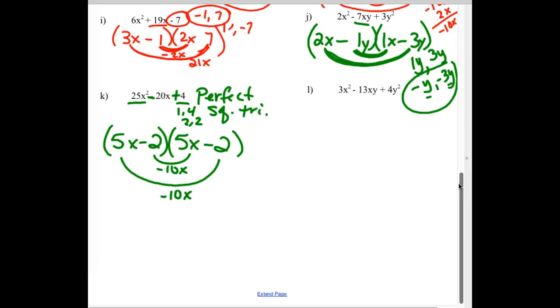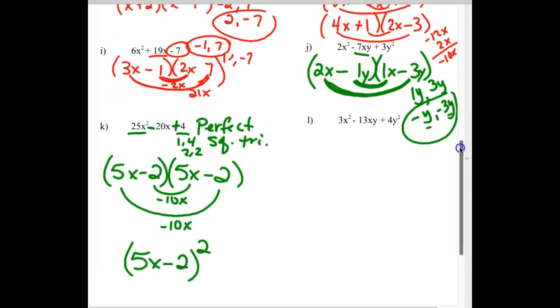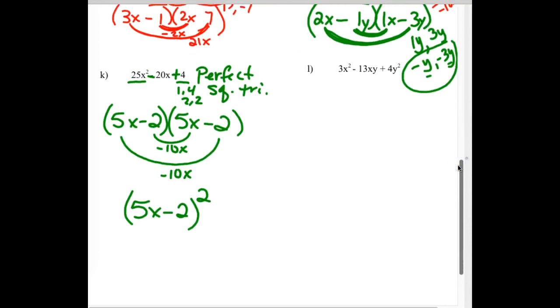Now, because it's a perfect square trinomial and both factors are 5x minus 2, we can simplify that down to look like that. It's just saying that I'm taking 5x minus 2 times itself, or in other words, I'm squaring it. All right, go ahead and pause the video, and I'm going to have you try this last one on your own, and then turn it back on and check your work.